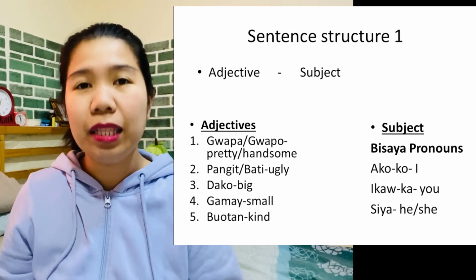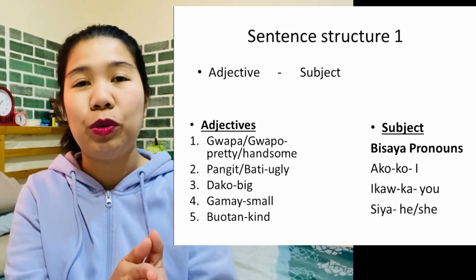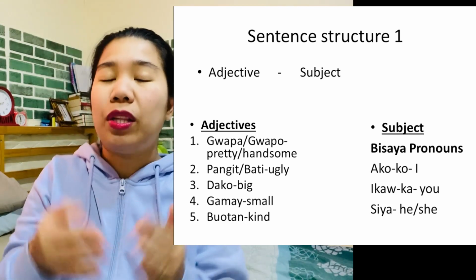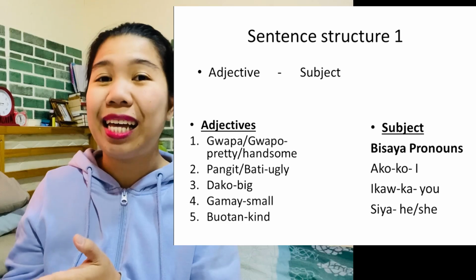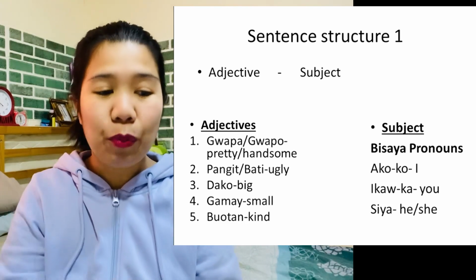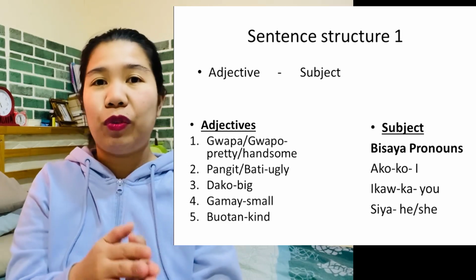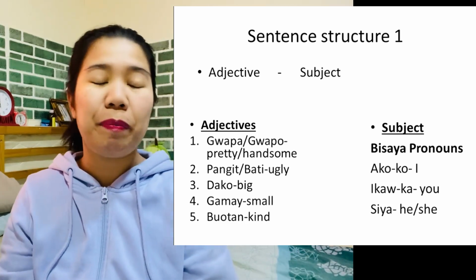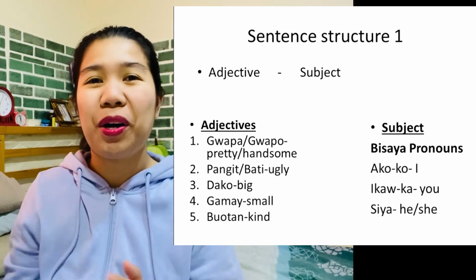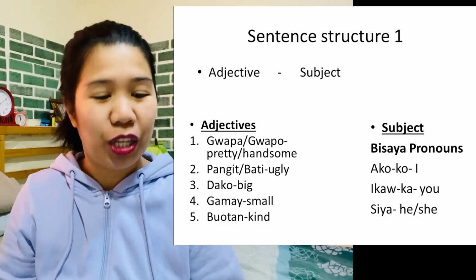As a reminder again, ako can be used at the start of the sentence. You will be using ako. But if the word I or ako is found in the middle or at the last part of the sentence, you will be shortening it to ko. The same with ikaw, you will use ikaw if it's at the start of the sentence. But if it's in the middle or at the last part, you will be making ikaw as ka. But siya will be the same in any part of the sentence. Siya, meaning he or she, regardless of the gender.